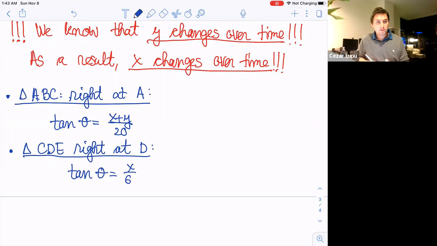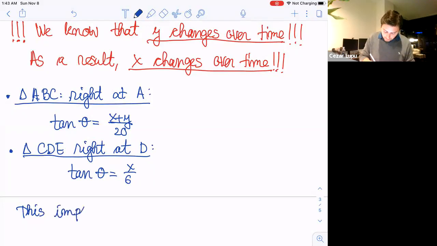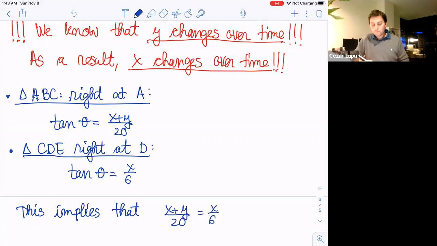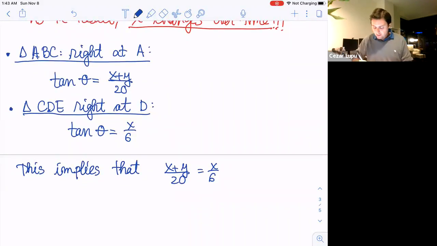Well, guess what? Now we can set these two equations equal to each other, right? On one hand, tangent of theta is x plus y over 20, and on the other hand it is x over 6. So this implies that x plus y, everything over 20, is the same as x over 6. And we can solve this if we want. So this will be a mathematical equation which relates x and y. And now we can write y in terms of x if you want. Once you do the computation, y will be equal to 7 over 3 times x. So let's keep that in mind.